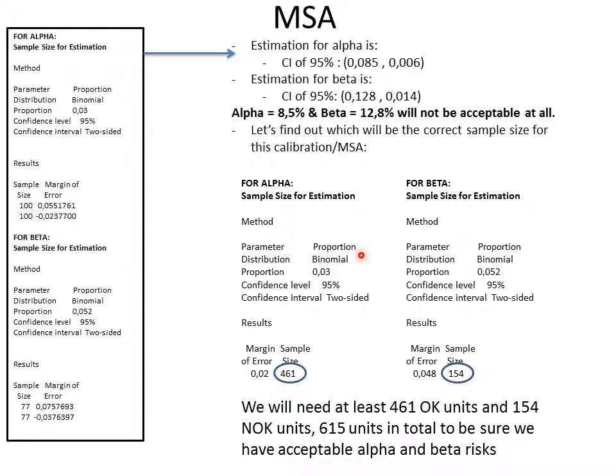So a new sample size would be 561 samples for alpha and 154 for beta.